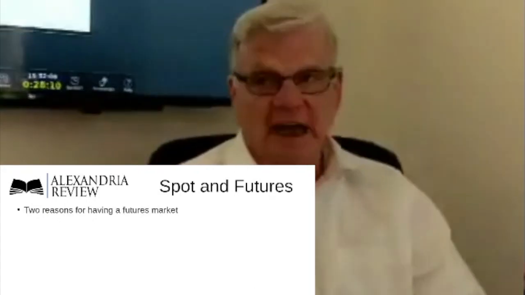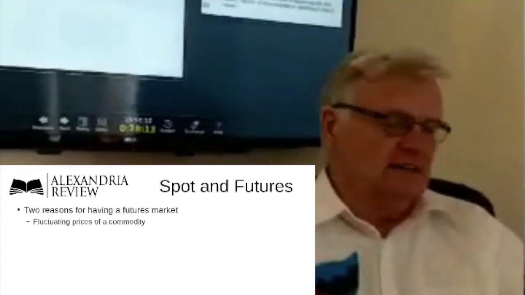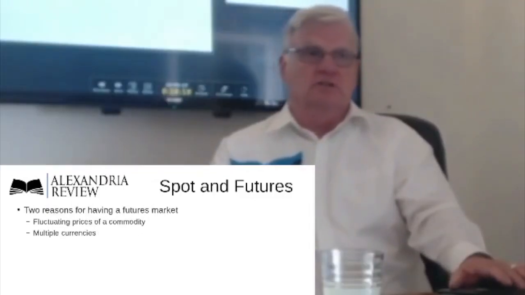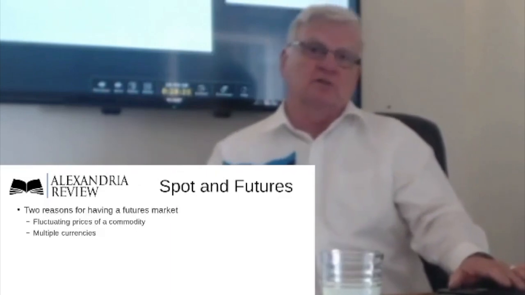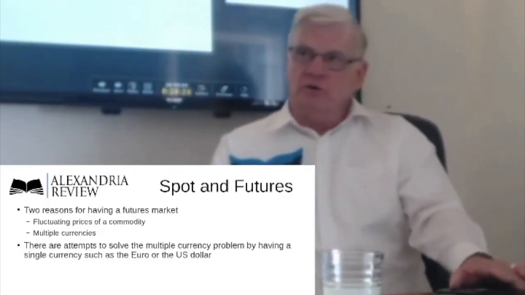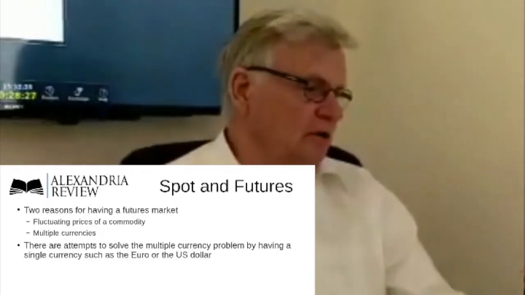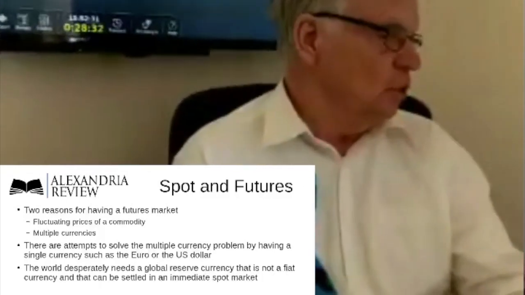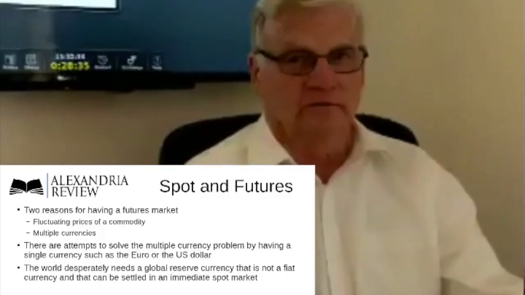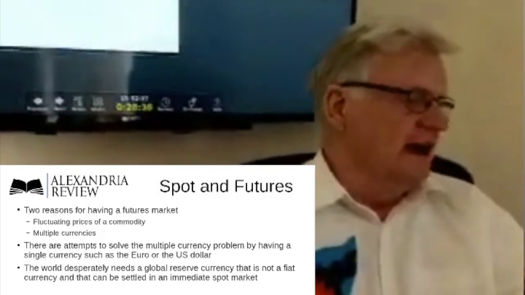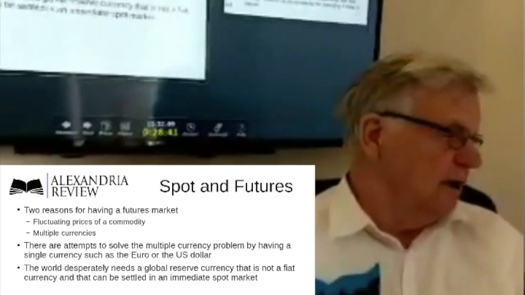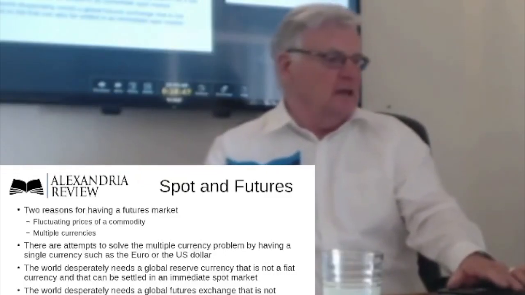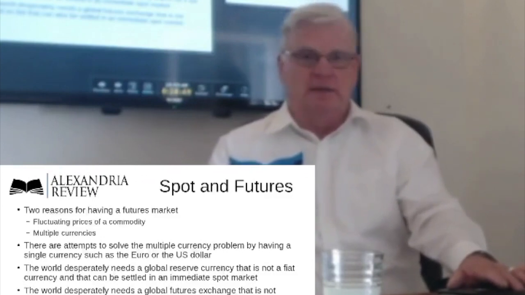There are two reasons for having a futures market. One is the fluctuating prices of a particular commodity, and the other is that we have multiple currencies. So we've got to match all the currencies together, and nobody has a currency you want to be able to deliver it and so forth. So there are attempts to solve the multiple currency problem by having a single currency, such as the euro or the US dollar. The world right now desperately needs a global reserve currency that is not a fiat currency and that can be settled in an immediate spot market. And the world desperately needs a global futures exchange that is not based on fiat, that can also be settled in an immediate spot market.